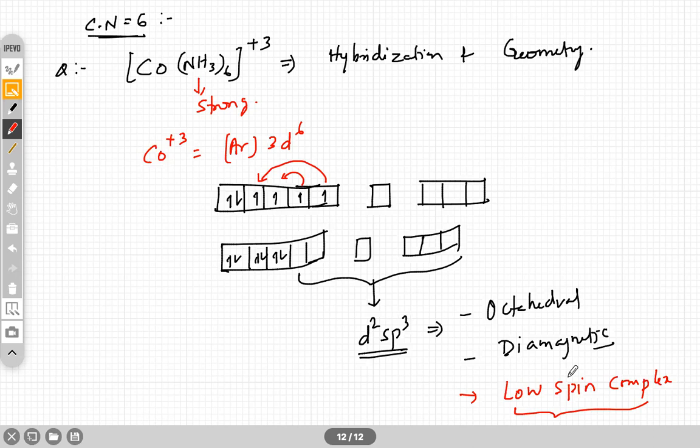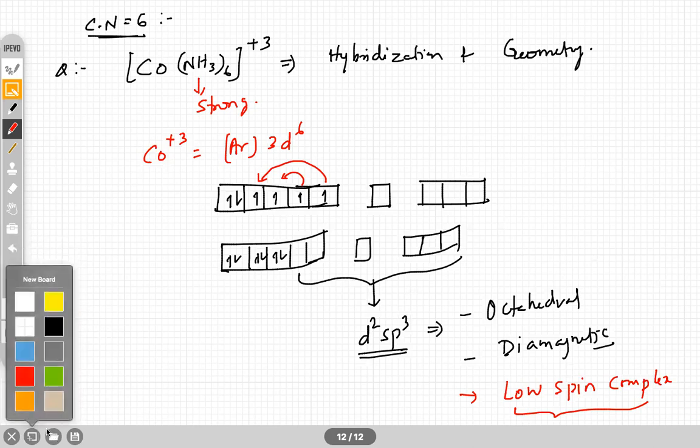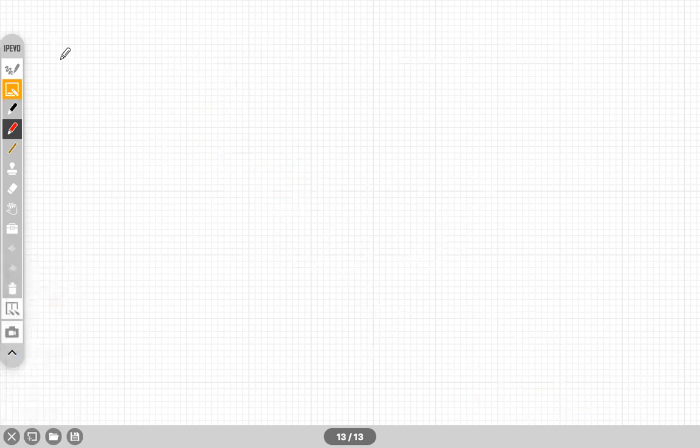Okay, so one exception we have here. NH3, I told you, is a strong ligand. But in some cases, NH3 behaves as a weak field ligand. Only one case we have here, with metals like nickel. So this one you have to memorize because these are the exceptions. You have to keep this in mind. For example, if you write down this complex, could you find out the hybridization and geometry here? Ni(NH3)6 2+.